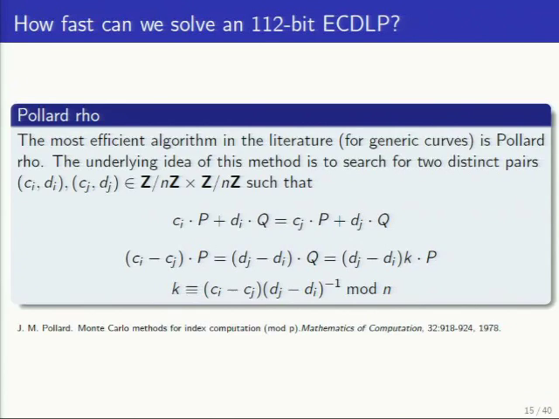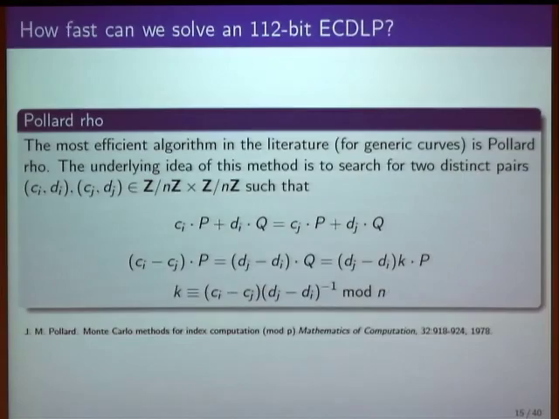The typical approach is you use Pollard rho. If you have generic curves, the fastest algorithm out there to solve this is the Pollard rho algorithm. The underlying idea is that you're going to look for pairs, c and d, such that this equation holds. This is called a collision. Because if you find a pair like this, where the c_i and the c_j are different and the d_i and the d_j are different, then, because you know Q is equal to k times P, you can find your k by simply computing this.